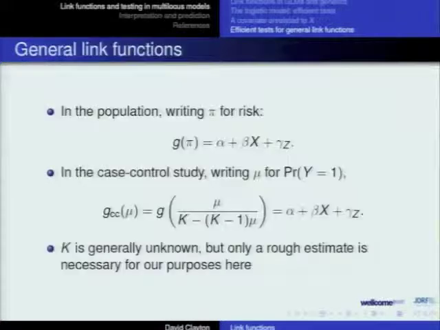So we go through the generalized linear model, and now we put a general link function in, and in the particular case of the case control study, if we have a link function here in the population, then in the case control study we have a modified link function which in general includes this sampling fraction k, which we probably would have some sort of a rough estimate of. And that will then give us another generalized linear model in the case control study.